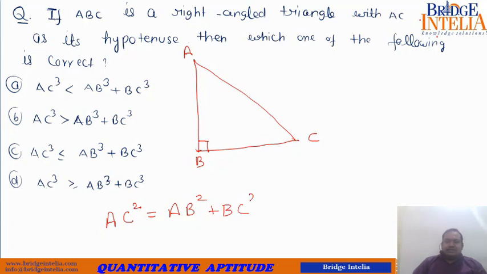Then why don't we take some dummy values? We can take 3, 4 and 5 and see which of these is valid. Is this a valid assumption or not? Yes, it is, because any right angled triangle is mentioned here, nothing specific. So now let us see AC cube. Which of these is valid? Let's check the first option.